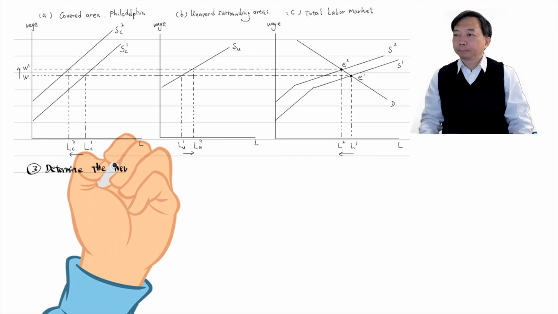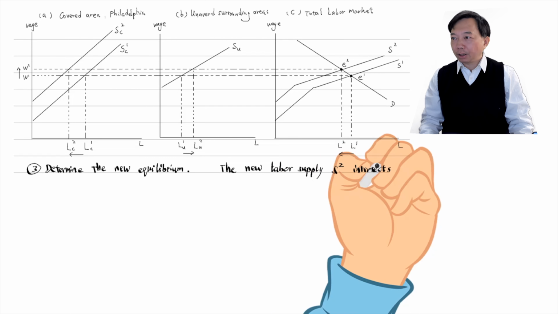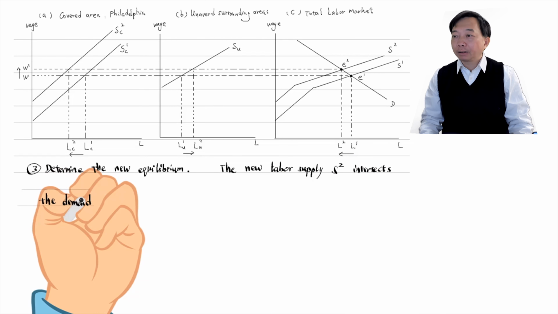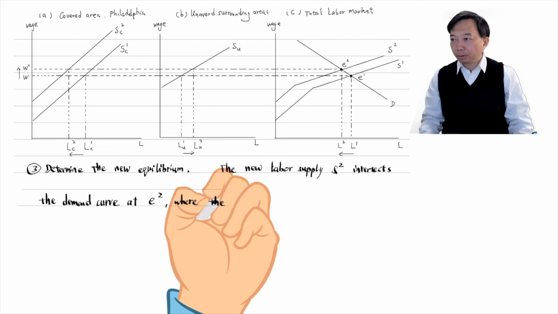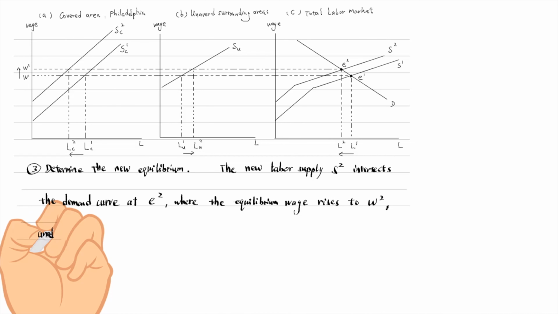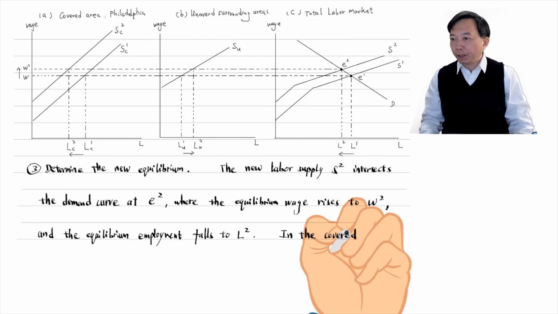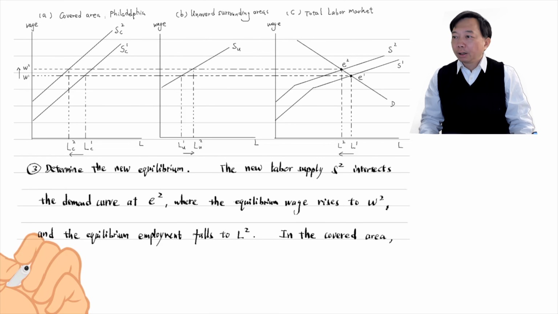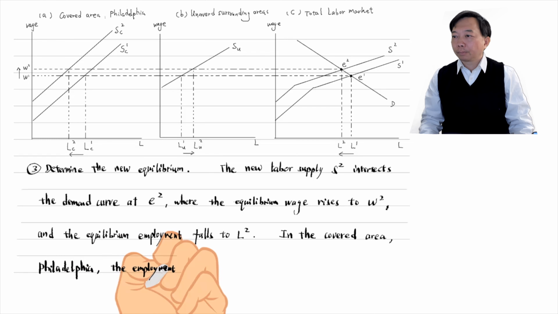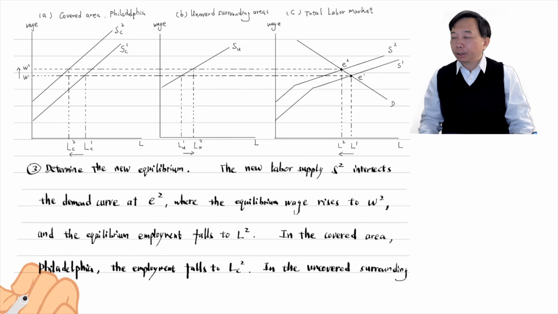In the third step, we determine the new equilibrium. The new labor supply S2 intersects the demand curve at E2, where the equilibrium wage rises to W2, and the equilibrium employment falls to L2. In the covered area, Philadelphia, the employment falls to LC2. In the uncovered surrounding areas, the employment increases to LU2.